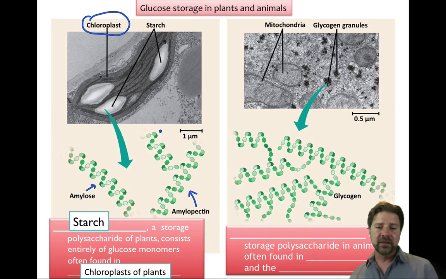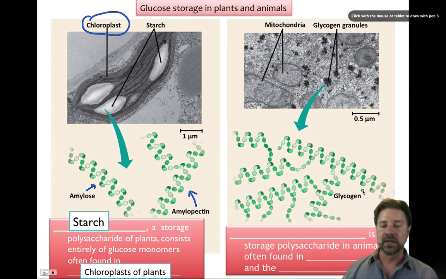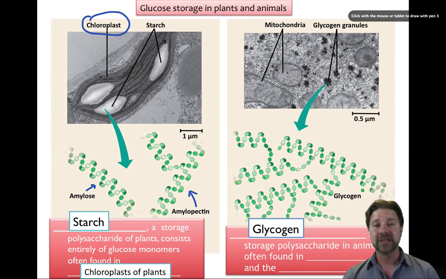Now, if you look at the basic monomer here, we see the same type of thing as we saw over here. We still see the kind of old phone cord type helical shape. We see a lot of branching coming off of this one. And this is the particular storage carbohydrate of animals. And again, its name is glycogen.